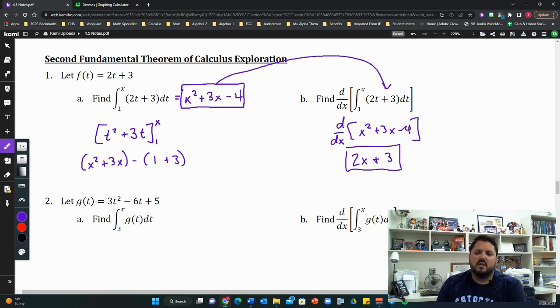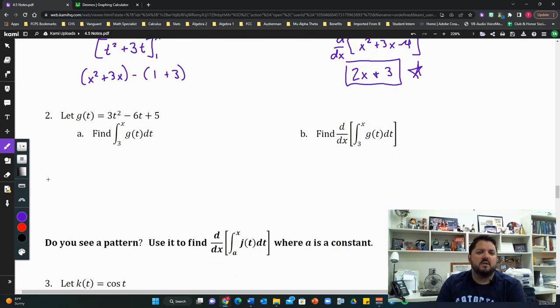So I want you guys to look at that and think about what it is that we just did and how this guy compares to what we started with, okay? So think about that for a second, and now we're going to try the same thing again, but with a different function. So for this one, g of t is 3t squared minus 6t plus 5.